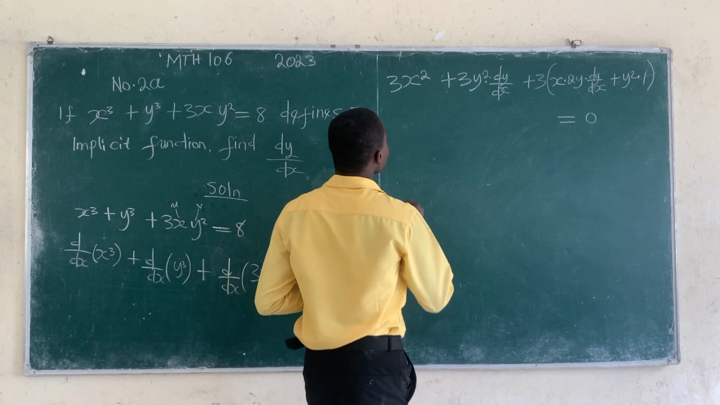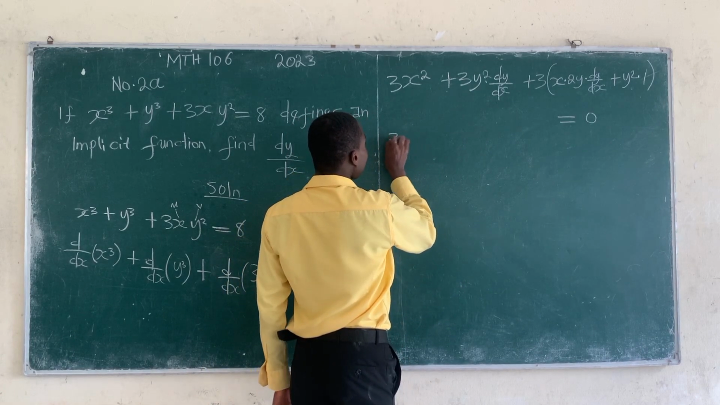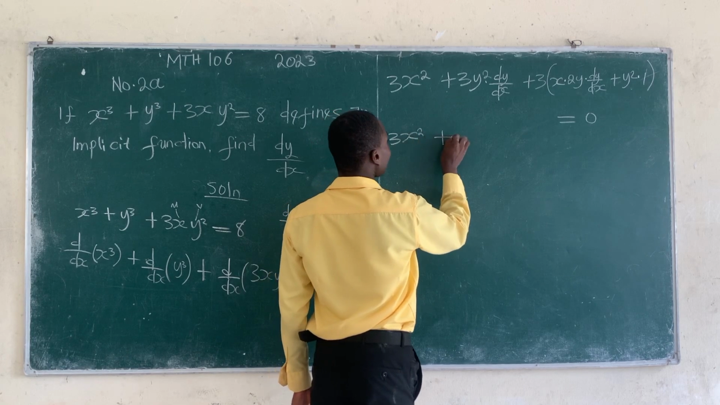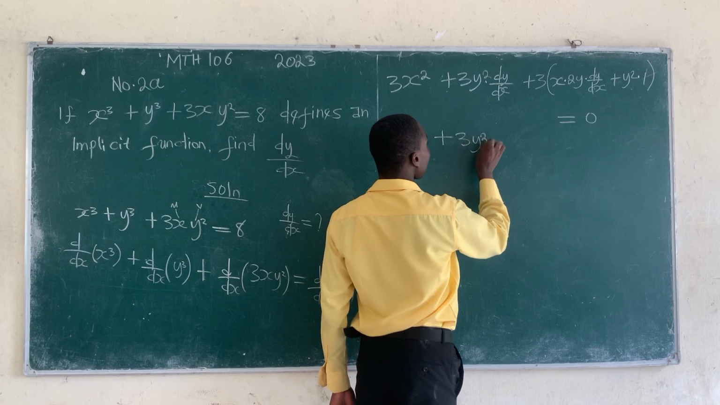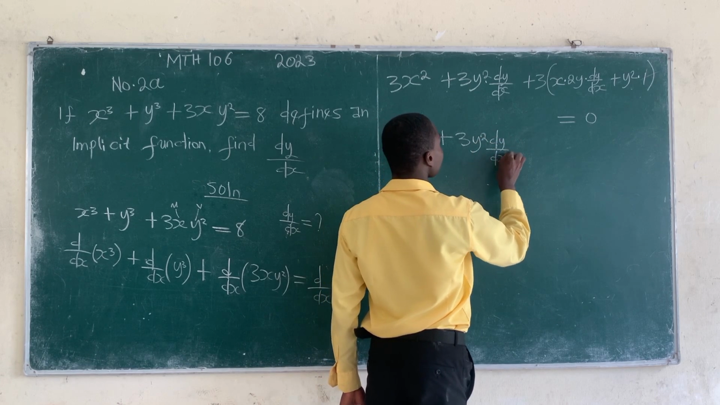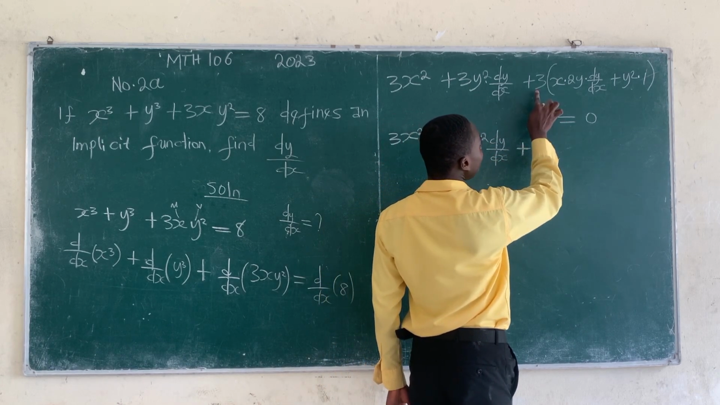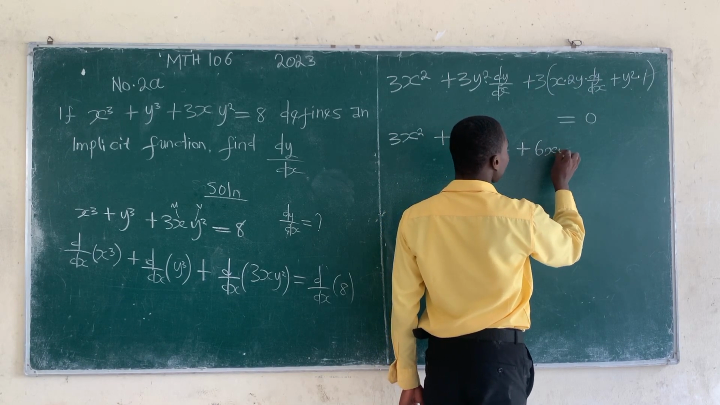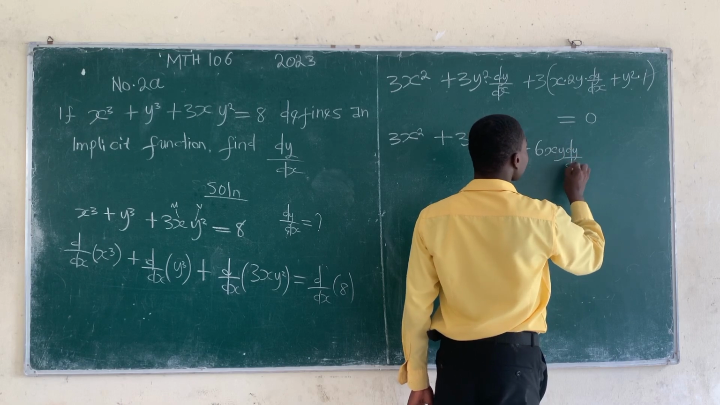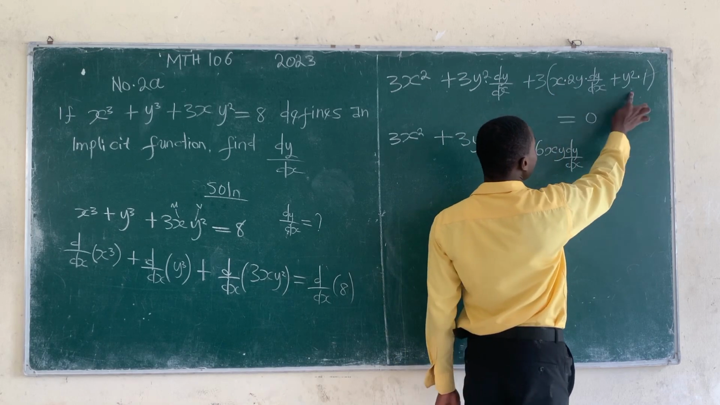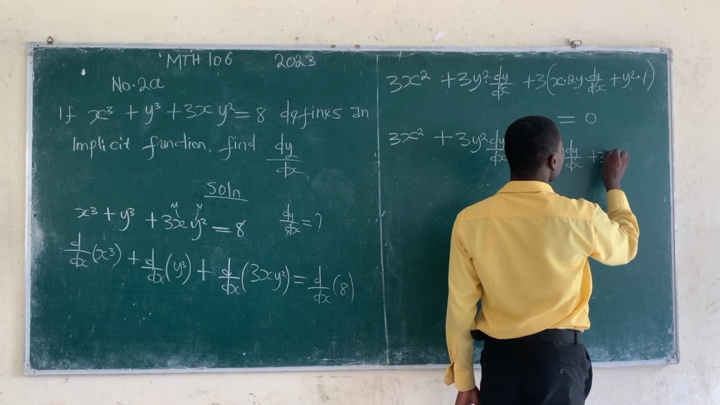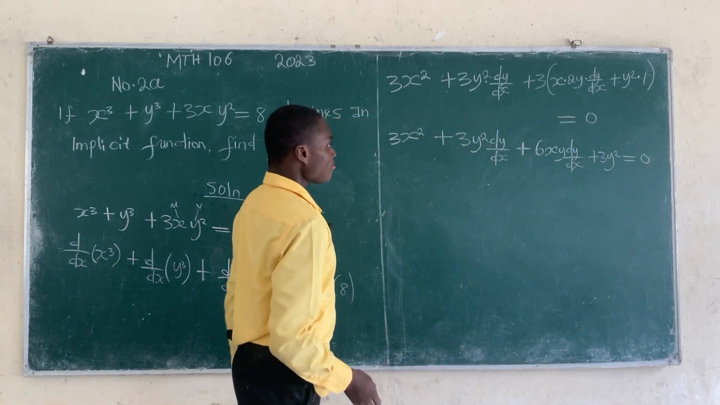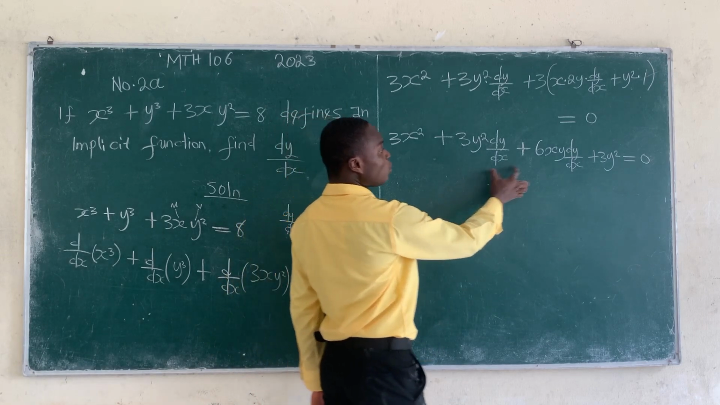So the next thing there is to evaluate. You have 3x square plus 3y square dy dx plus, open the bracket, 3 times 2, 6xy dy dx. The next one there is 3 times y square, plus 3y square, equals 0. So this is what we have. Now remember what we are looking for. We are looking for dy dx.